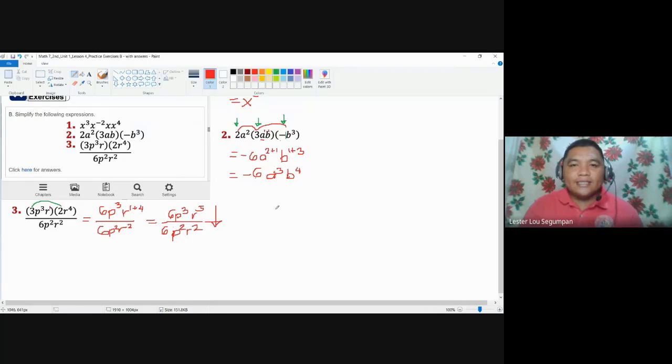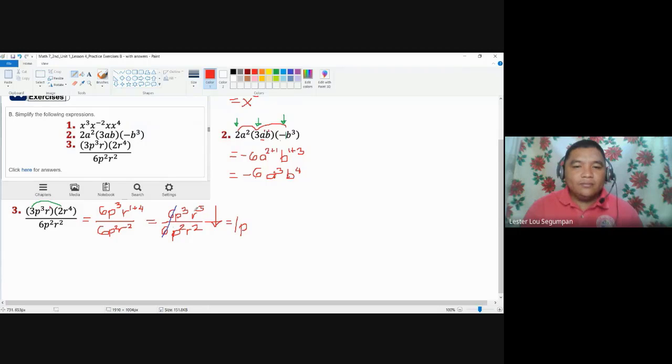Division law tells us that if we are dividing expressions with the same base, we are to subtract exponents. Again, let me repeat: multiplication law, same base, add exponents. Division law, same base, subtract exponents. So let's start first with dividing the numerical coefficients. 6 divided by 6 becomes 1. So this means we have here 1. 1 what? Let's go with P.